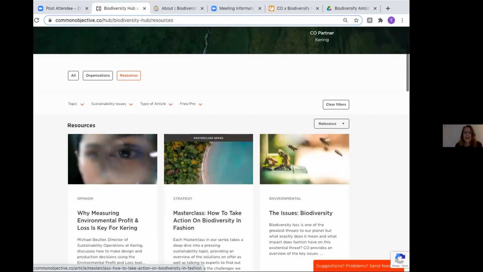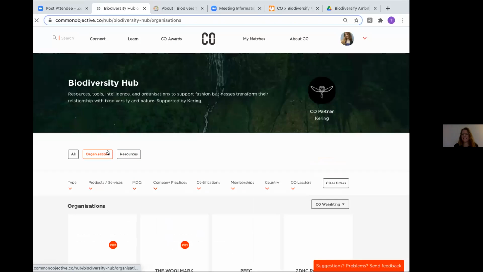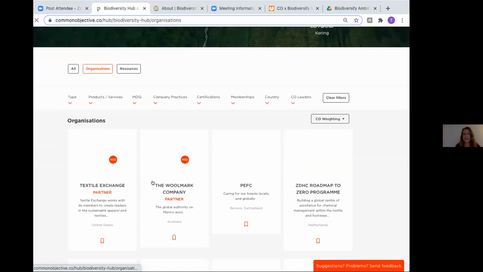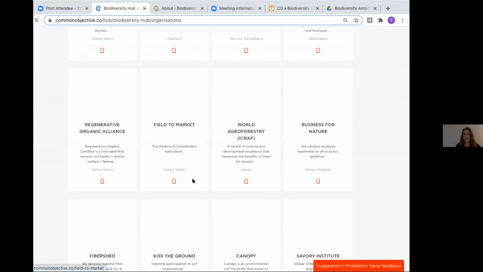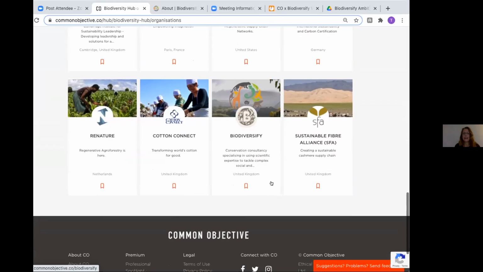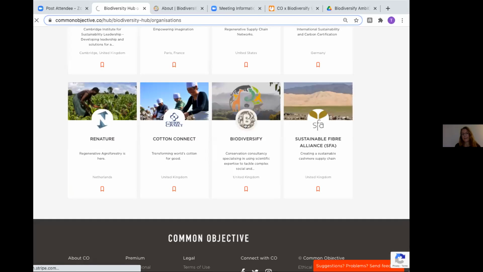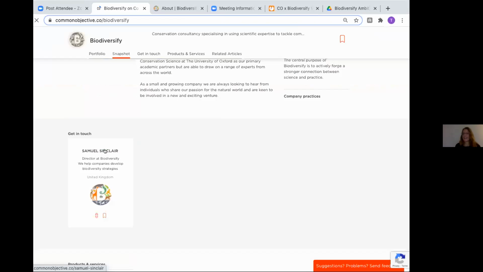And we're also looking for organizations to be housed in this hub. At the moment, it's mainly organizations that are supporting the sector. You can see Biodiversify is here, but we'd like to be including suppliers and brands too. And in order to do that, we need to know that you have a biodiversity policy. So by creating the policy template, you can then upload that to your profile. So I'm just going into Biodiversify to show you. Here's Sam, and you can connect with him right here.